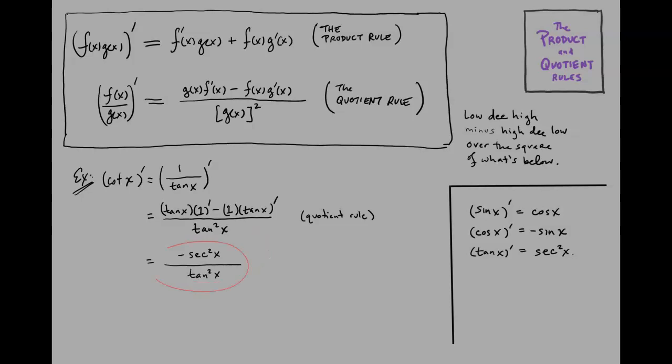Well, in one sense, we have found the derivative of cotangent, but it's ugly. We can clean this up quite a bit. The easiest way to do that would be to turn everything into sines and cosines. Secant is the reciprocal of the cosine function, so I could rewrite the numerator as minus 1 over cosine squared x. Tangent, we've said, is sine over cosine, so I could rewrite the denominator as sine squared over cosine squared.